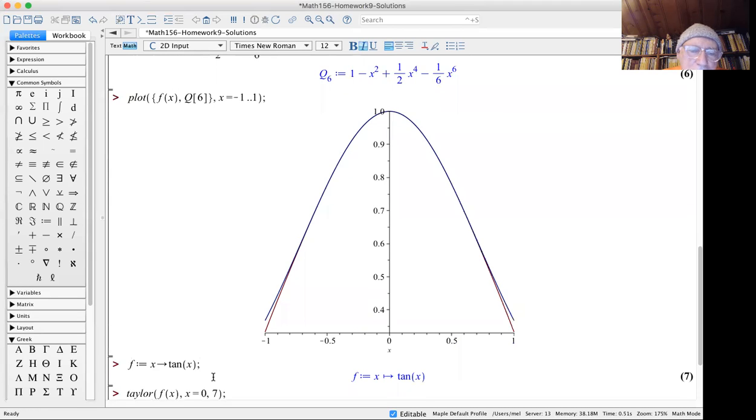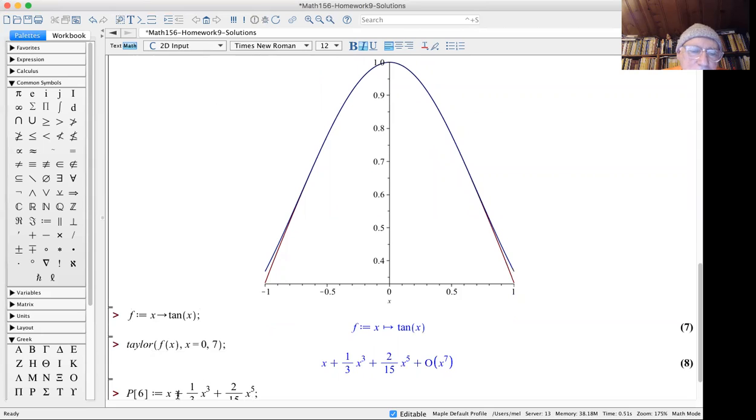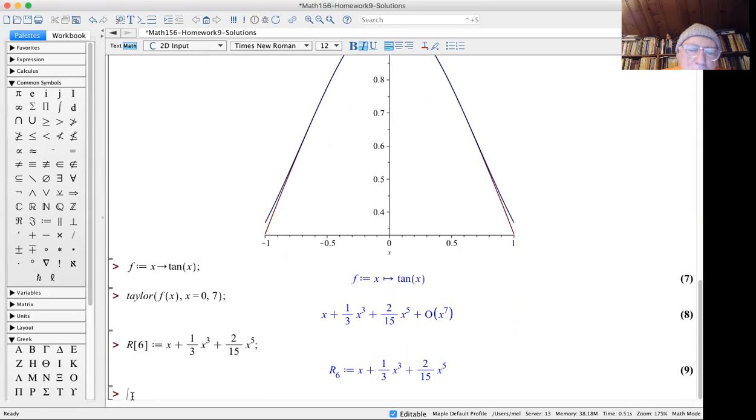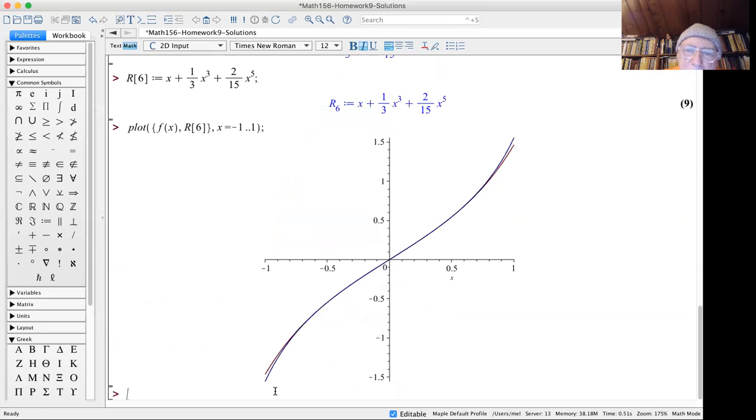Let's go to the tangent. There's the Taylor series. Let's call this R, so please don't get confused. And again, now my function is the tangent, and R is this polynomial degree 5. Woo, look at that. Again, close to 0. In fact, it's hard to tell which is which.